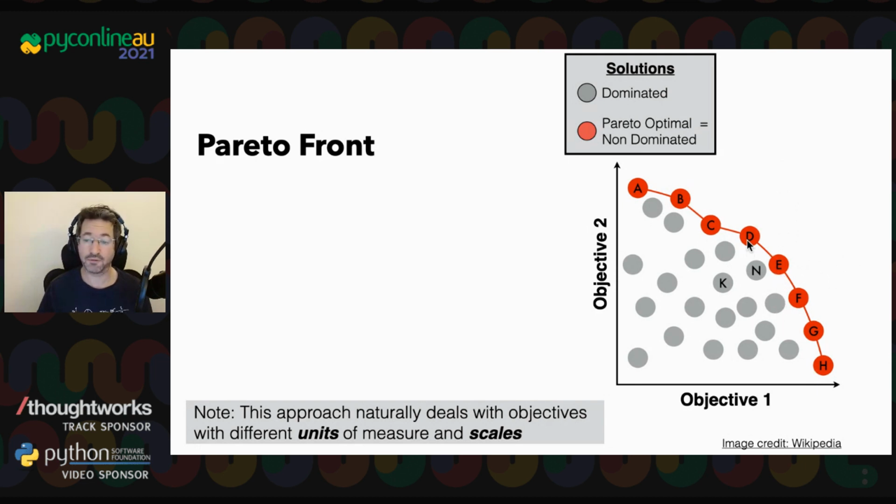Same thing, but the opposite for D. D performs better in objective 2, but not in objective 1. So that's why E is considered non-dominated, and hence what we call Pareto optimal. And the same goes for all of these solutions A through H.